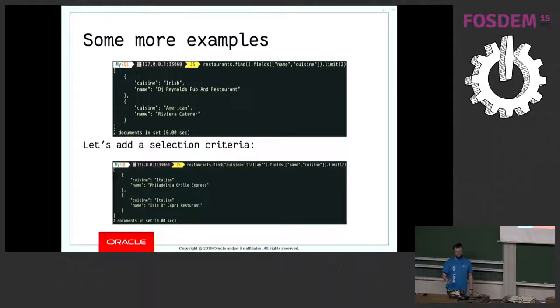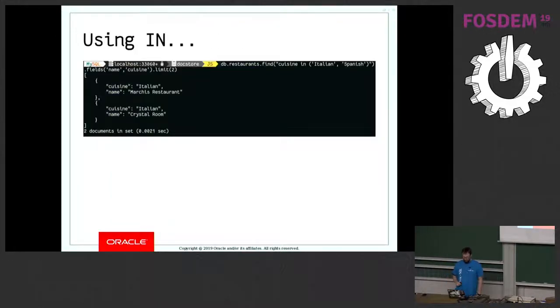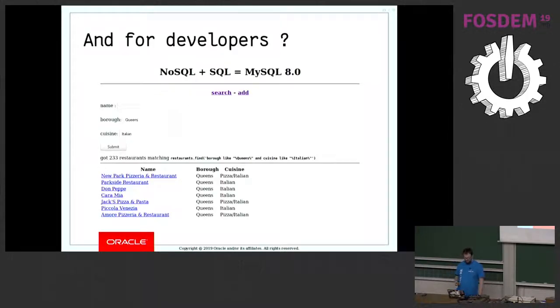We can add criteria. So we can say, okay, restaurant, I want to know Italian cuisine, and it runs, and we have Italian cuisine. I can use in, I want Italian or Spanish cuisine, right? And it does. Of course, here the first two are only Italian, but it would work.